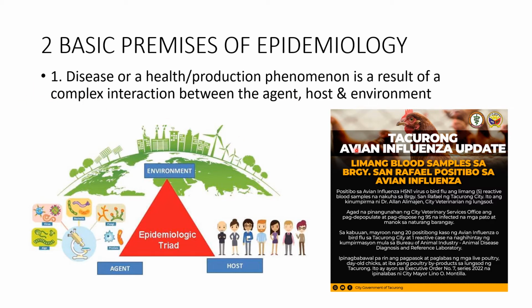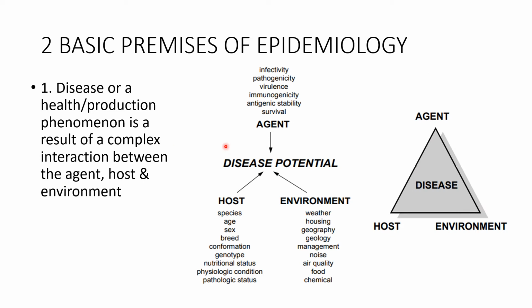based on the premise that disease and other production phenomena are due to the interaction of the agent, the environment, and the host. Now, there are certain factors, or characteristics of each of the three, the agent, the host, and the environment, that influence the disease potential or disease occurrence. So in the agent, environmental survival, antigenic stability, immunogenicity, virulence, pathogenicity, and infectivity are characteristics of the agent, which are very fitting for avian influenza.